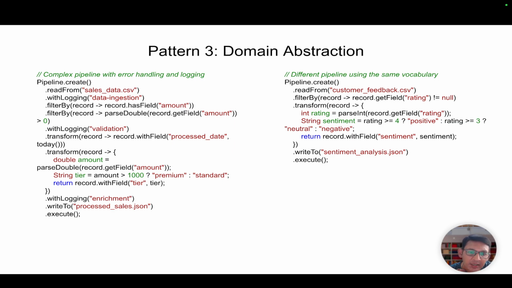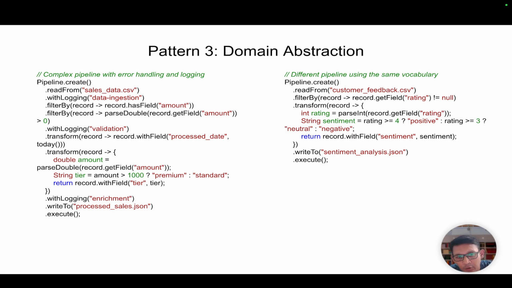The one on the right is a completely different use case using the same vocabulary. We are processing customer feedback instead of sales data, filtering for records that have ratings, transforming the numeric ratings into a sentiment category, and writing to a different output file.